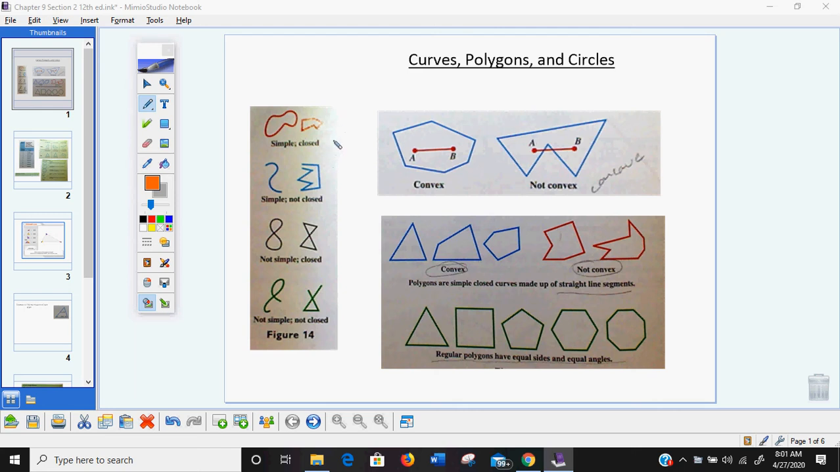Closed means there's no gaps. Okay, the ends meet. This one is closed. There's a gap here. That's not closed. This one is closed. There's a gap here. That one is not closed.